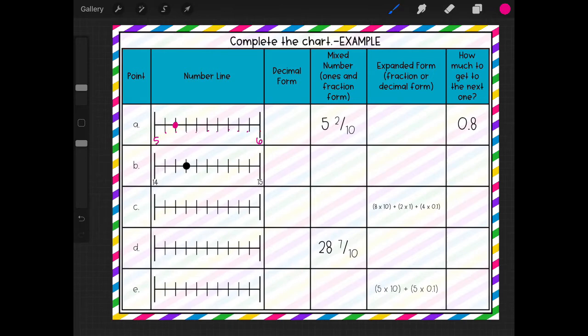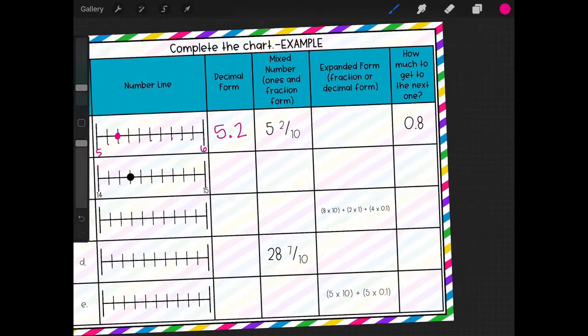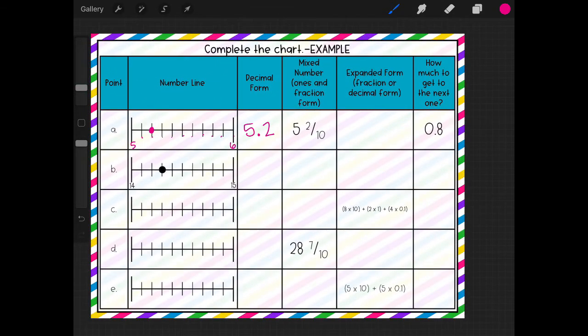I know in decimal form I can write that as 5 wholes and a decimal point and 2/10. Now comes expanded form. You can do this in fraction or decimal form. I'm going to show you fraction form first, and I will show you decimal form in a moment. So in fraction form, this is going to be 5 times 1, because I'm doing my ones first, plus now I need to do my fractions. I end up with 2 groups of 1/10.